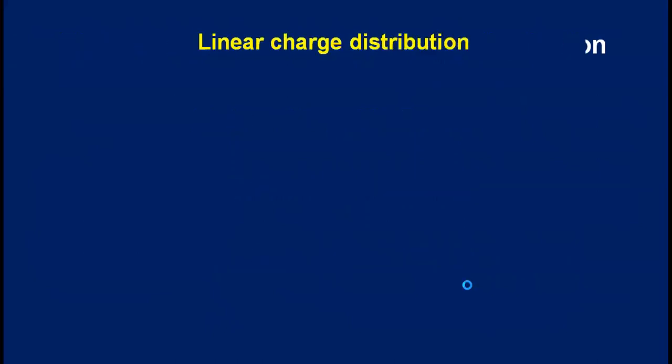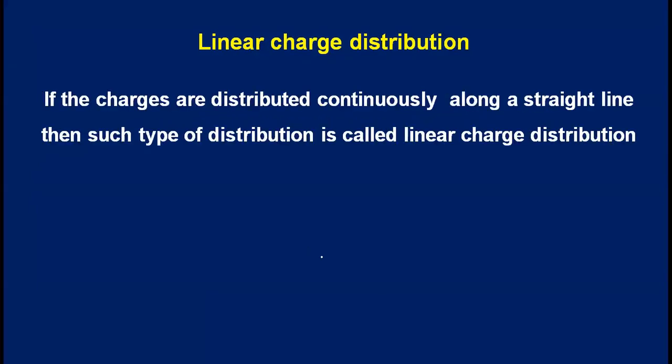Okay. Linear charge distribution. Linear அப்படினா straight line அப்படின்னு அர்த்தம். So whenever charges are distributed on a body so that it occupies a straight line. So whenever charges are distributed over a straight line on a body, then I'm going to call it as linear charge distribution.